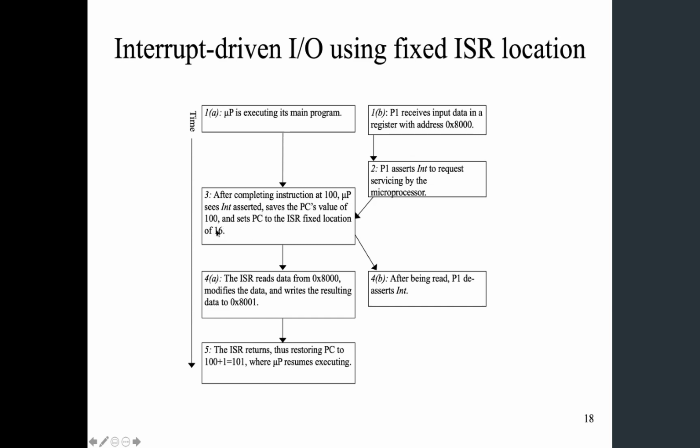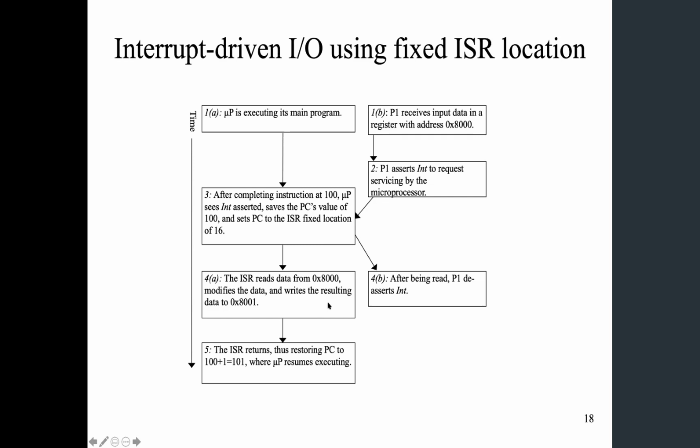So this fixed location, 16, is just for this particular microcontroller; it could be a different value. The point is, it is a fixed ISR. So the address of the first instruction of this ISR is fixed at 16. So the microprocessor will proceed to that ISR, which will read data from this address 8000, which is the address of the peripheral, modify the data based on the program, and write the result to a different address, 8001.